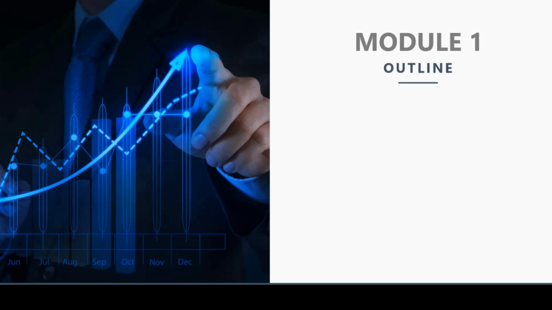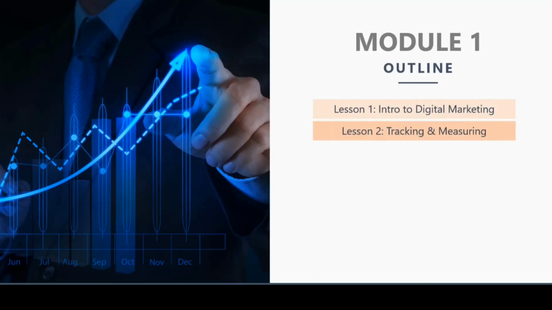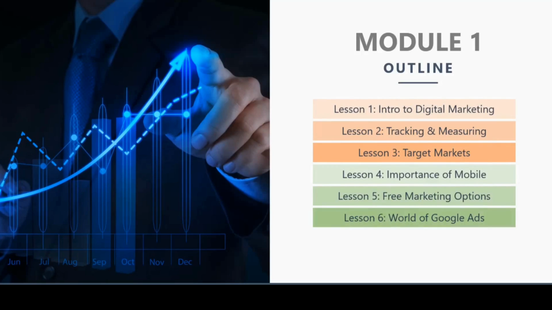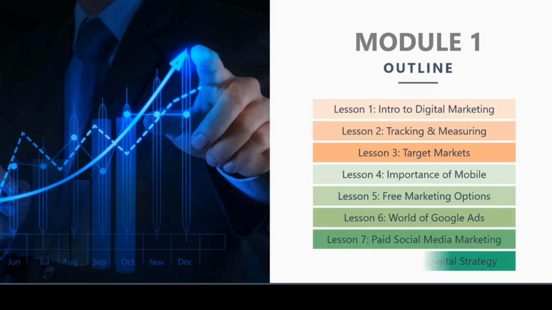In Module 1, today is an introduction to digital marketing. Then next lesson we'll be looking at tracking and measuring, followed by target markets. Then lesson 4 is all about the importance of mobile. Lesson 5 looks at free marketing options. Lesson 6 introduces you to the huge world of Google Ads. Lesson 7 is paid social media marketing. And then in lesson 8, we will combine all the knowledge from the previous lessons and create a digital strategy.